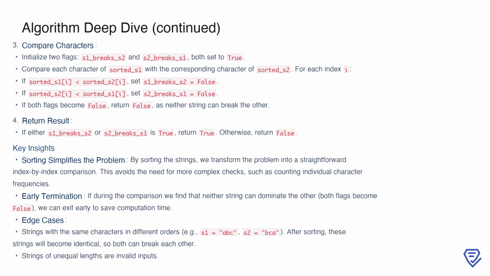This approach leverages the sorted order to simplify the problem, avoiding the need for more complex operations like counting character frequencies. Additionally, early termination helps optimize the solution by reducing unnecessary comparisons. It's also important to consider edge cases, such as strings with the same characters in different orders, which become identical after sorting and can break each other. Another edge case is invalid inputs, like strings of different lengths.